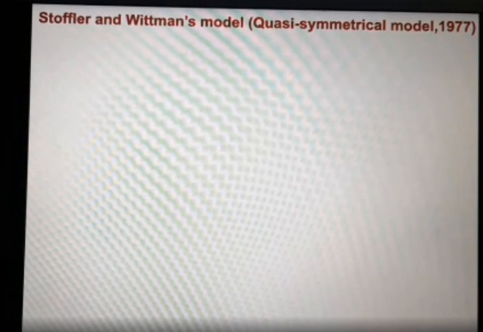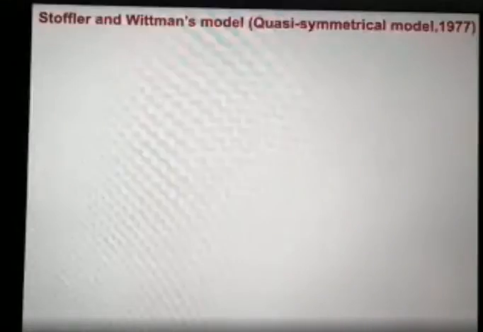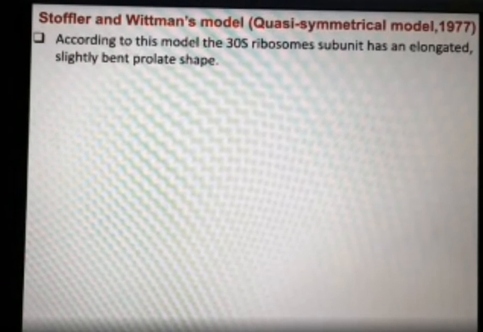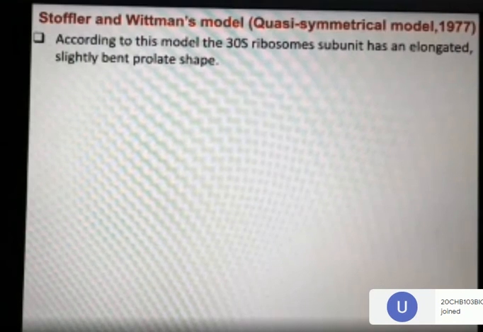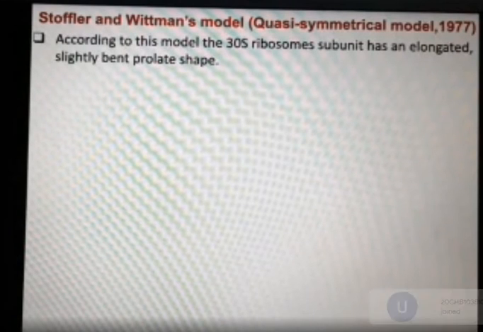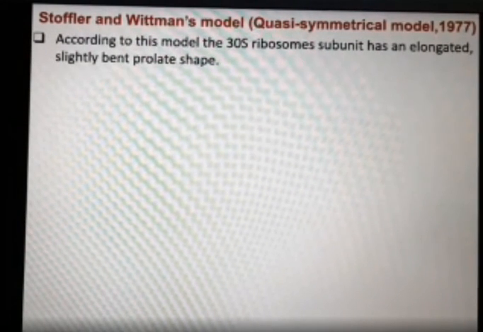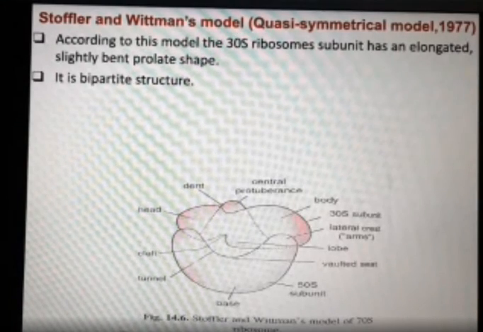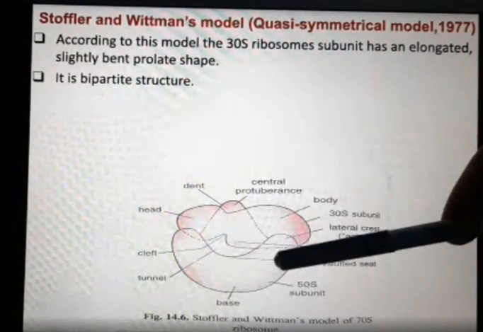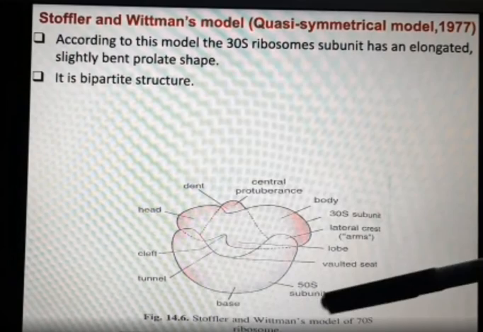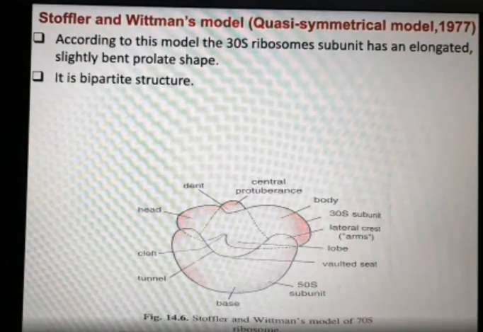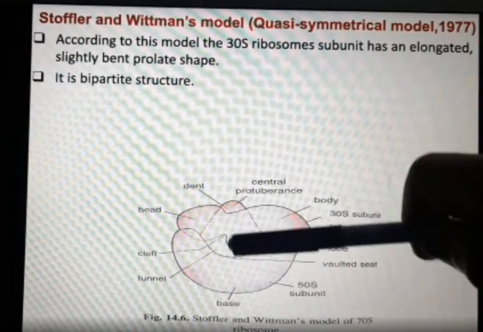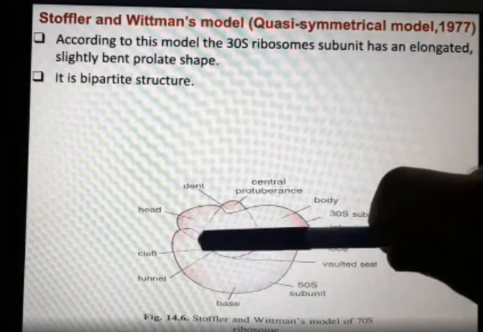The Stoffler and Wittmann model is also called the quasi-symmetrical model, which was proposed in 1977. According to this model, the 30S ribosome subunit has an elongated, slightly bent prolate shape, which is a bipartite structure. Two lobes are present. This is the 50S subunit, this is the 30S subunit, and they have certain kinds of projections. These projections are called the cleft and the dent.